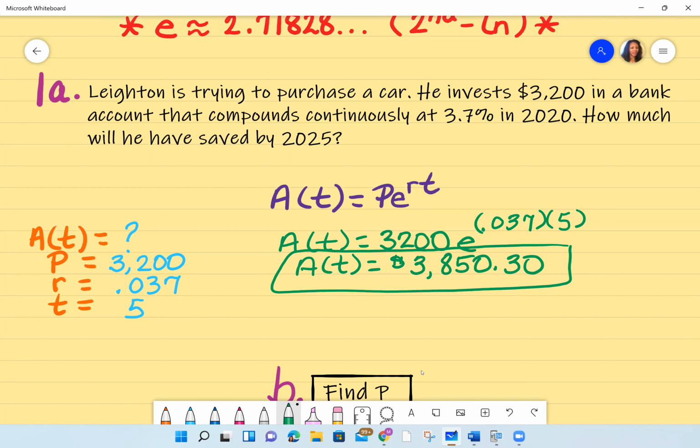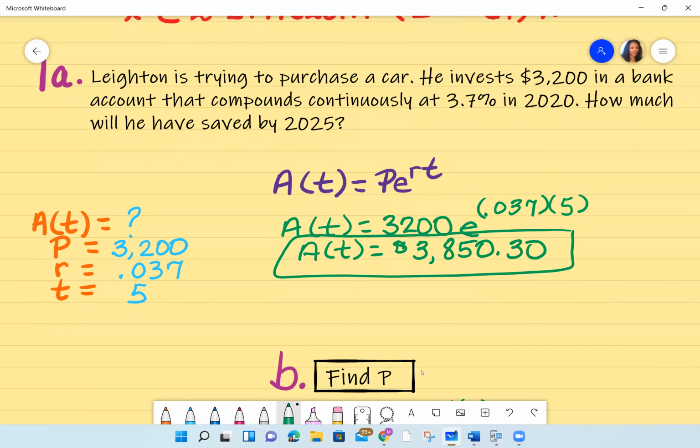So if you've been looking at the other videos, you'll realize that what I'm going to do is show you how to find every one of these variables using the same scenario. Well, we already have the answers, but I just want to show you what it would look like.